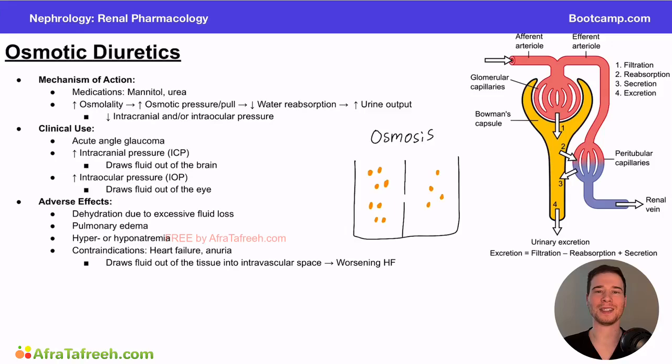Osmosis tells us that in a given system, water is going to tend to move from an area of low concentration to high concentration. So given this example here, which way do you think the water is going to move? That's right. It's going to go from the low concentration towards the high concentration. That is the principle of osmosis, and our osmotic diuretics take advantage of that principle.